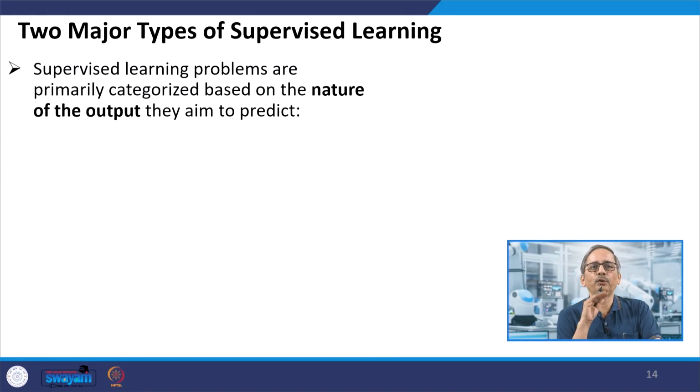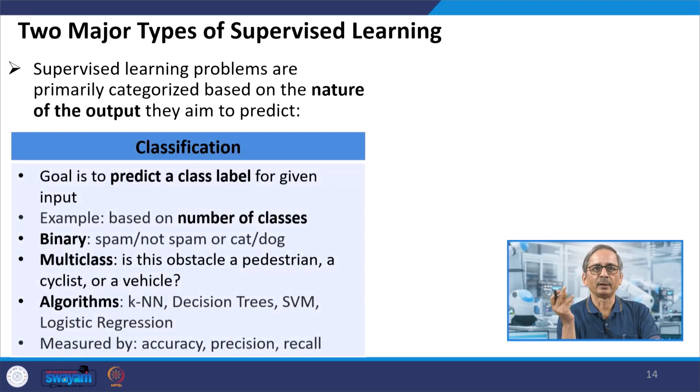There are two major types of supervised learning. These are primarily categorized based on the nature of the output they aim to predict. In classification, the goal is to predict a class label for the given input. And based on the number of classes, we can have binary class or multi-class. The algorithms we use are, say, k nearest neighbor, decision tree, support vector machine, logistic regression, and so on.